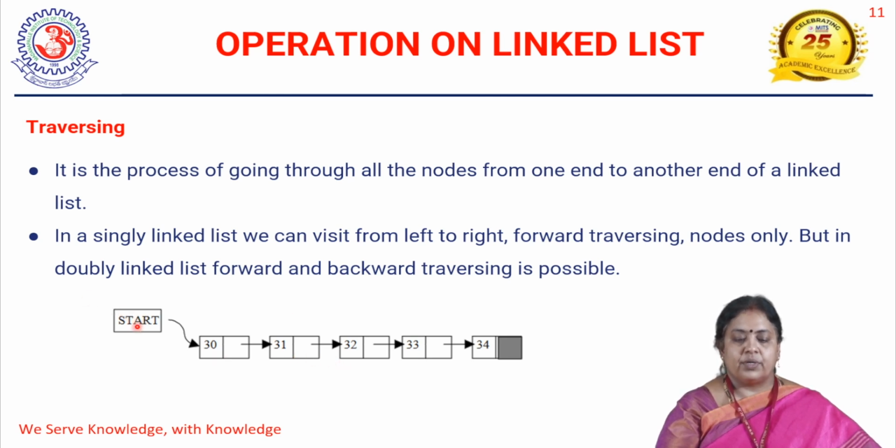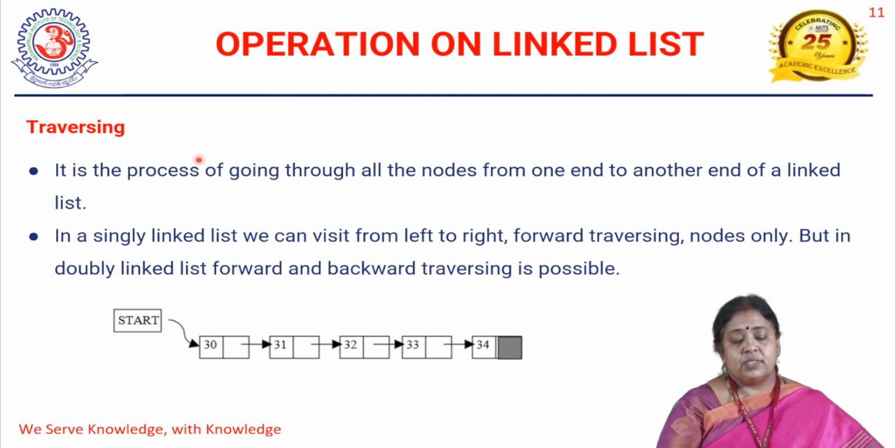Okay, the start node contains one address. So that address is this one. The address part of this node contains the address of this node. So we have moved to the next node. And in this node, the address part contains the address of the next node. Then we have moved to this node. Like that, we have to move from one node to another node, from the starting position to the ending position. That we call traversing.